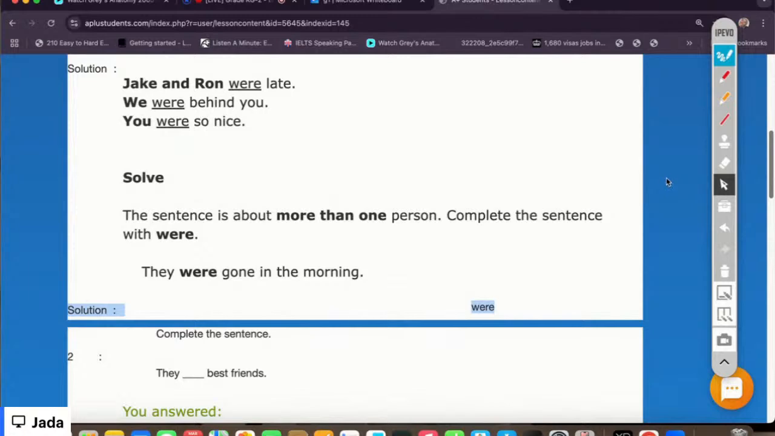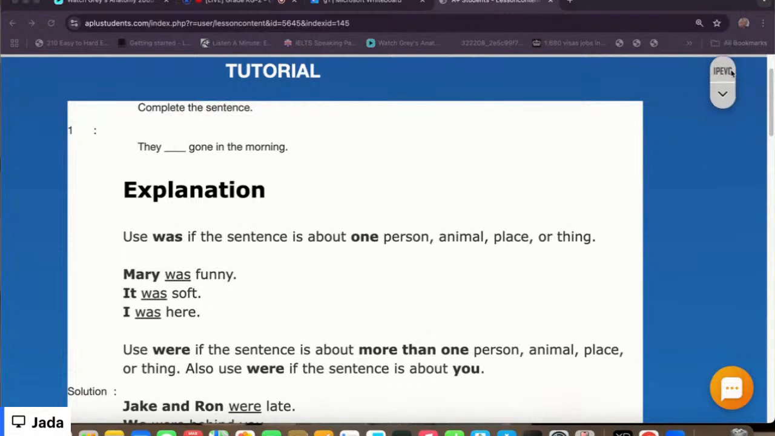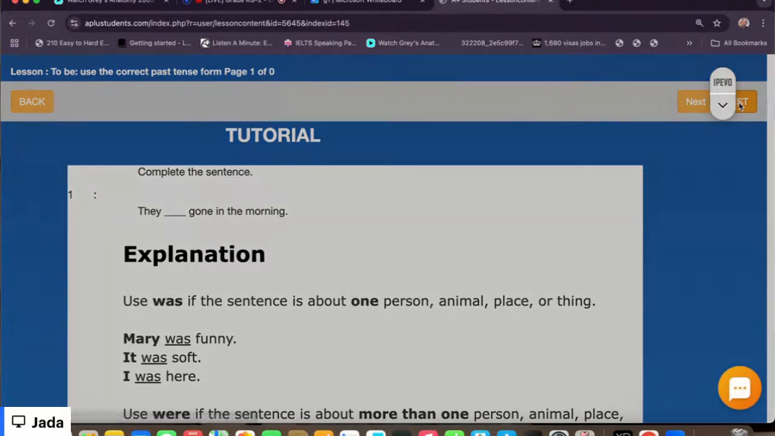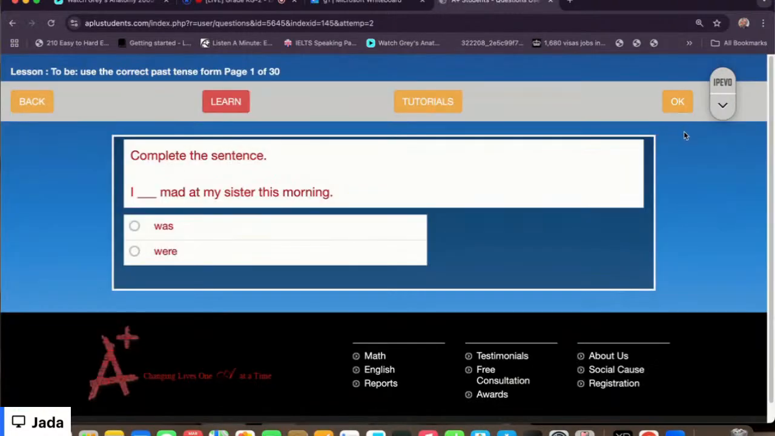Yes, they are. How is it read? Can you clarify? Let's see. So complete the sentence. I dash mad at my sister this morning. So I was or I were. Alright. What do you think?